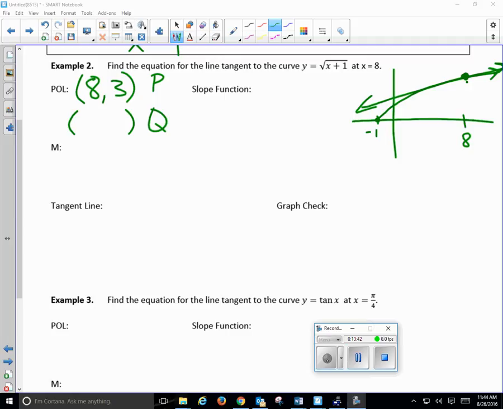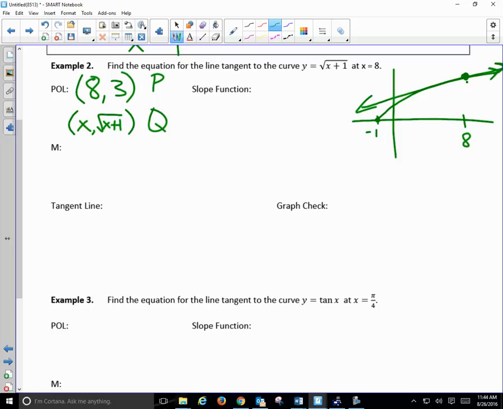All right, let's give it a shot here. So you guys did a good job picking these pieces up, but if we have Q, Q has an x value of x, what would the y value be? Square root of x plus 1. Yeah, it's just the function. So what we're going to do is we're going to create a slope function.